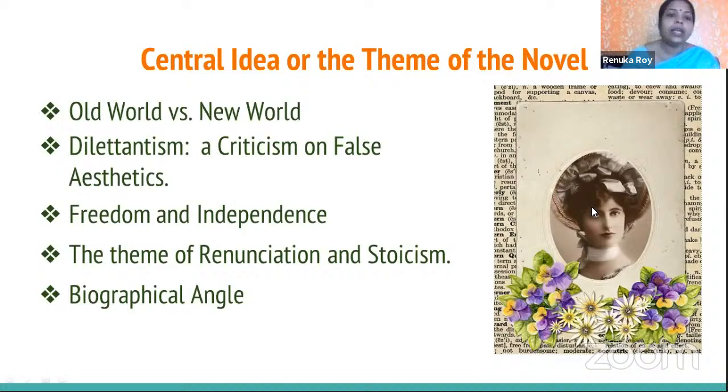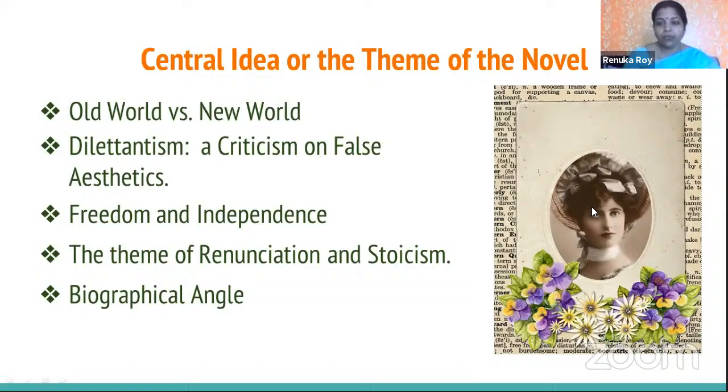The central idea in the novel is old world versus new world. So, what is the old world? Here we had already discussed the difference between the old world and the new world. Old world refers to European value and culture, and the new world is American value and culture. Literature and art are often considered to be places where culture can showcase its sophistication, tradition, and value to its highest form.